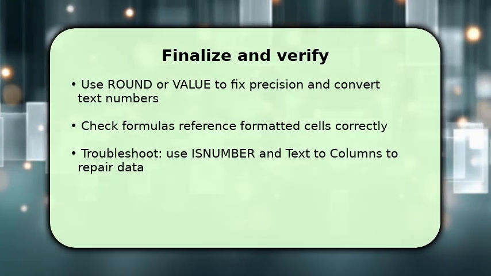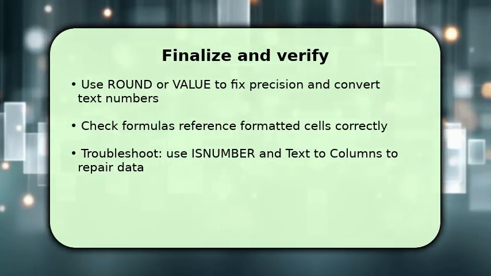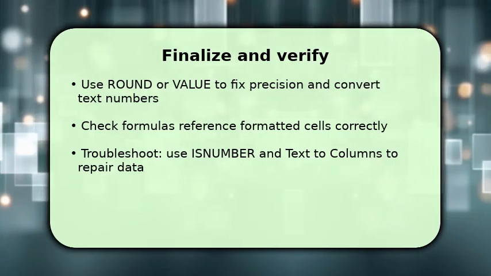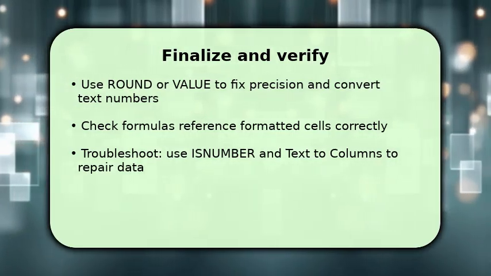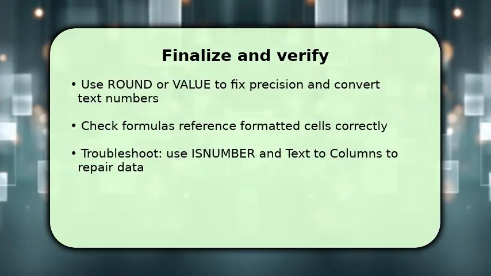If something goes wrong, run ISNUMBER on a suspect cell and use Text to Columns to strip hidden characters. That single check often fixes misformatted inputs quickly.